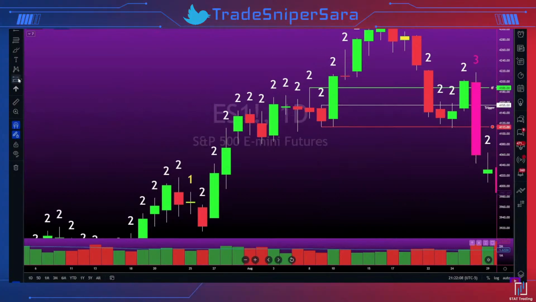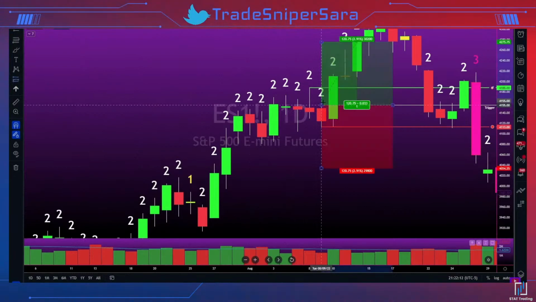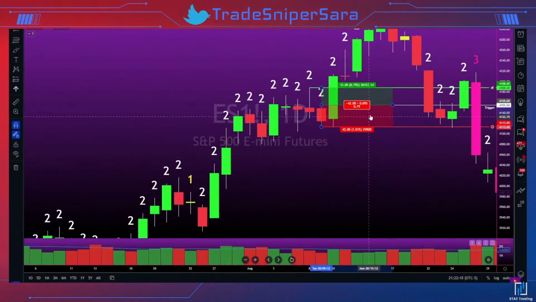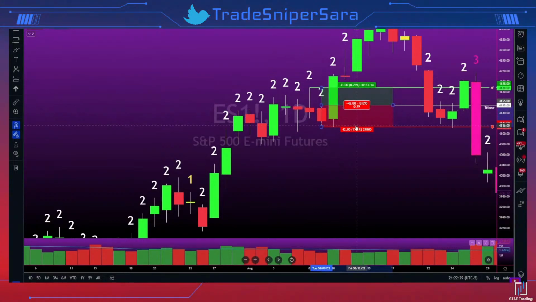Now, if you go and get your risk reward tool from TradingView, you're going to notice that this is less than a 1-to-1 risk reward. It's 0.8 to 1. So risk reward wise, this is not great.